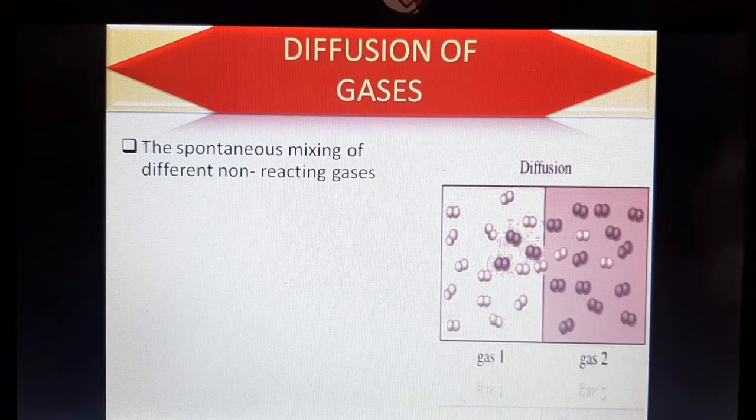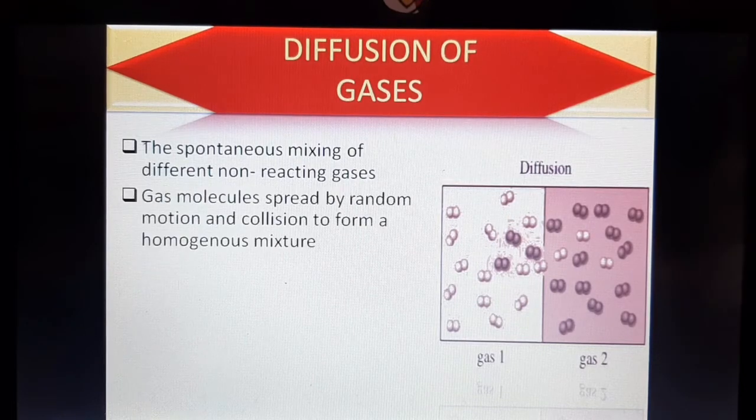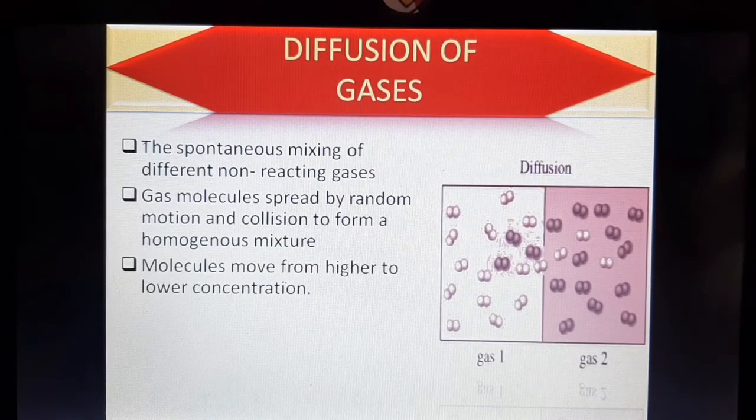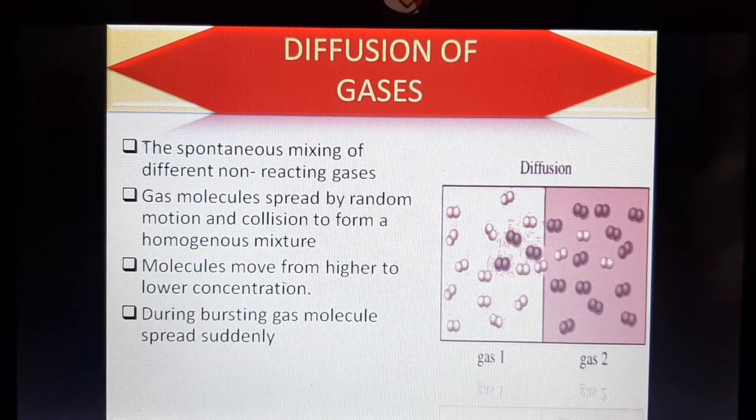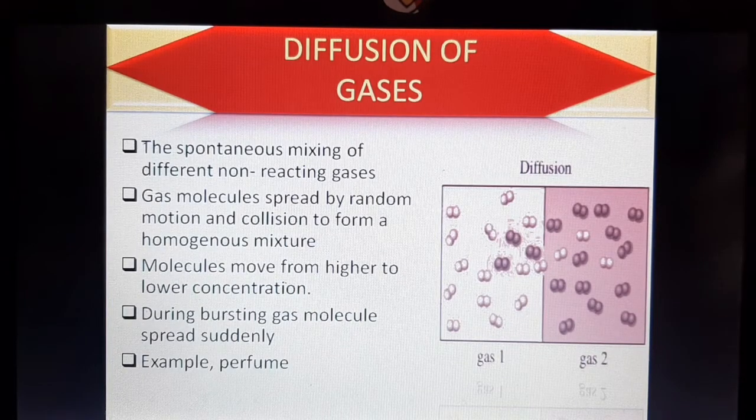That means that if you leave two gases that do not react with each other in a room, they would collide and mix randomly with each other to form a homogeneous mixture. The gases move from higher to lower concentration. For example, during bursting of a balloon, the gas escapes suddenly and mixes up with the surrounding air. Another example is perfume. You spray it in one corner, it mixes up with the air of the room and can be smelled in the other corner of the room as well.